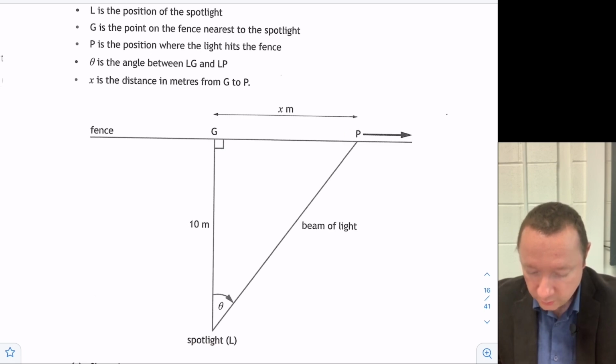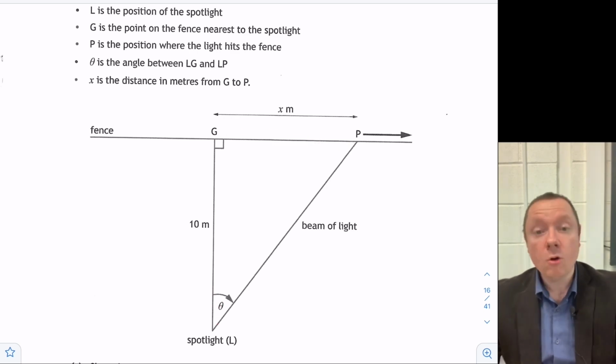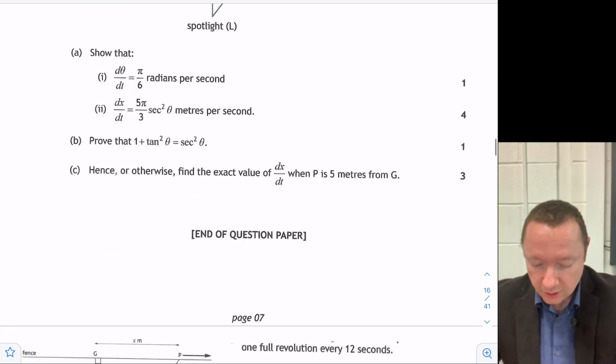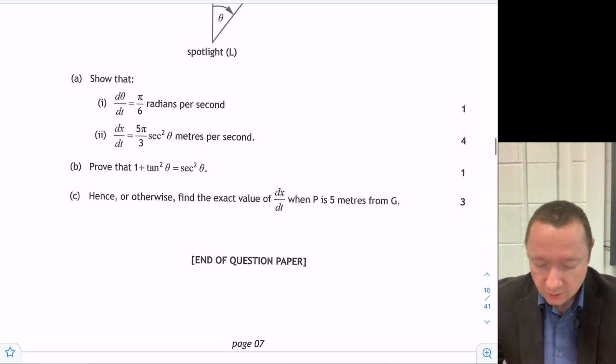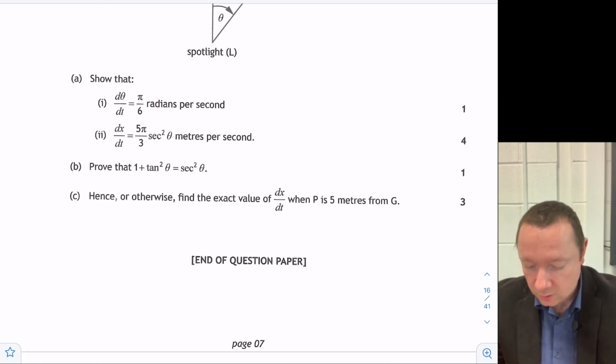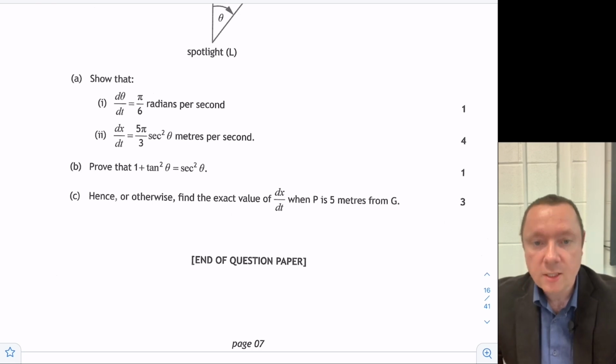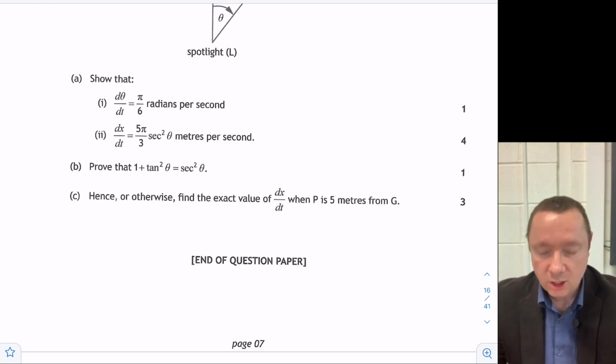Theta is the angle between these two positions, and x is the distance in metres from G to P, as shown. And we've got quite a big question to go through. The first part says, show that d theta by dt equals pi over 6 radians per second, and then dx by dt is 5 pi over 3 sec squared theta metres per second. We're then going to prove an identity and then find the exact value of dx by dt. So let's go straight into question A.